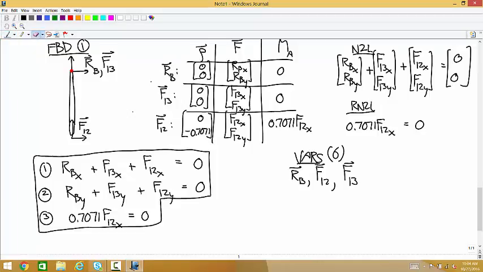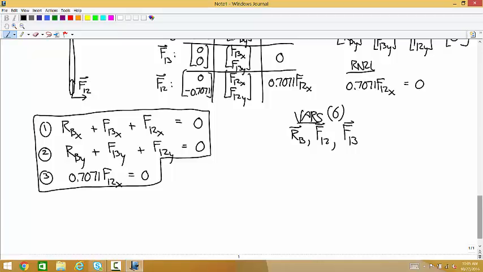Couldn't you cut that down to 5 variables? Because equation 3 just basically says F12x equals 0. Yes. And you can decide whether you want to do that. Once you're writing out the matrix anyways, I tend to just keep everything, put it all in. So we'll have an equation that just says 0.7071 F12x is equal to 0, and you're exactly right.